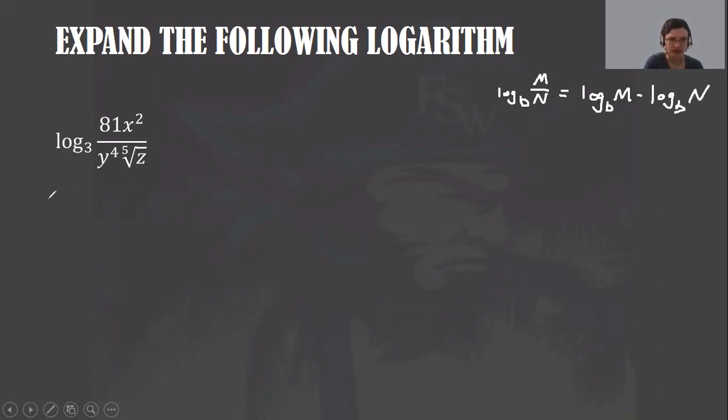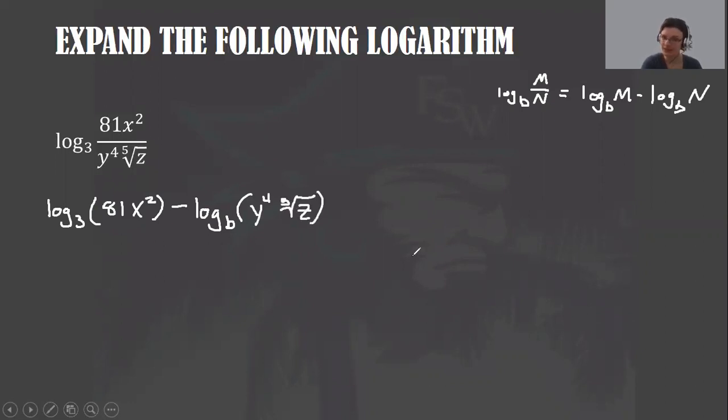So we have log base 3 of your first term, which would be everything in the numerator, minus the log base 3 of everything in your denominator, like so. So that's our step 1.